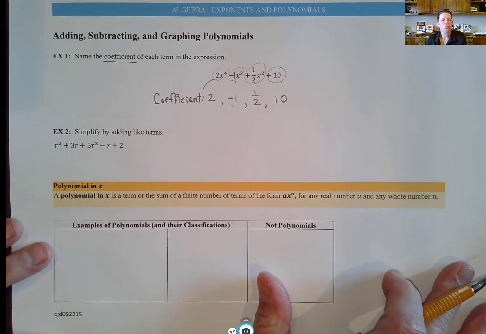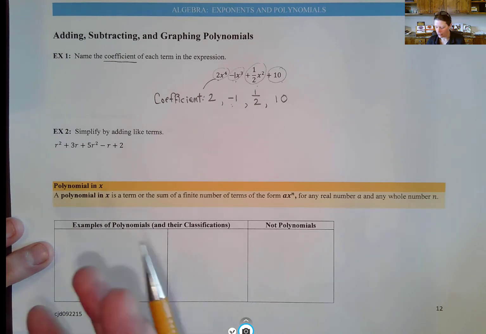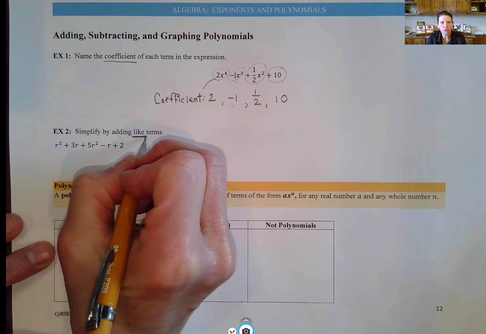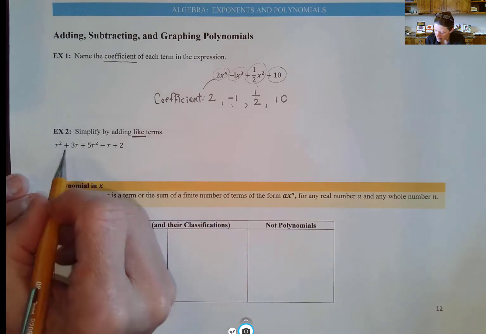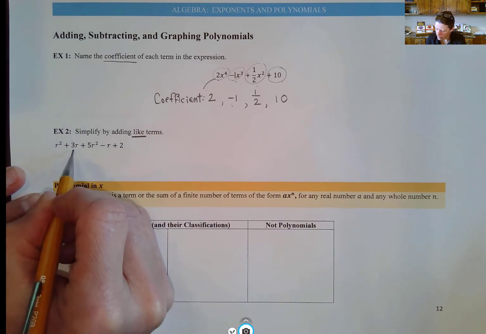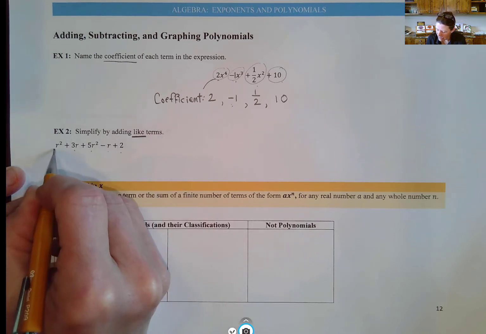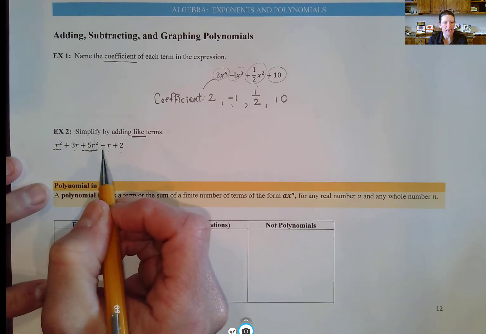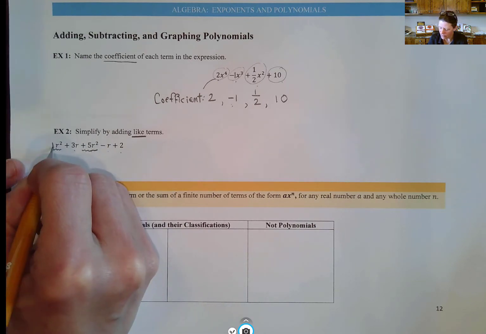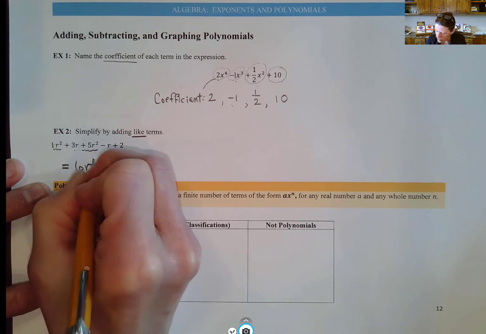Now one thing that we're going to do as we add and subtract these polynomials is we're going to combine like terms. And like terms have the same variable or variables raised to the same exponent. So when we consider the expression r squared plus 3r plus 5r squared minus r plus 2, our like terms are r squared and 5r squared. And if we combine those, we combine the coefficients. 1 plus 5 is 6. So we've got 6r squared.